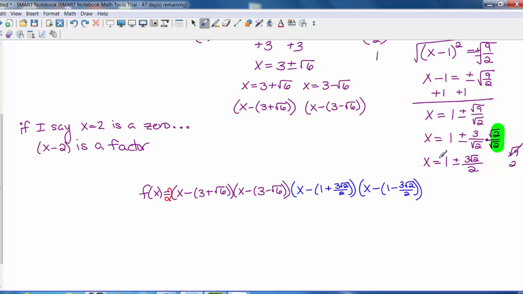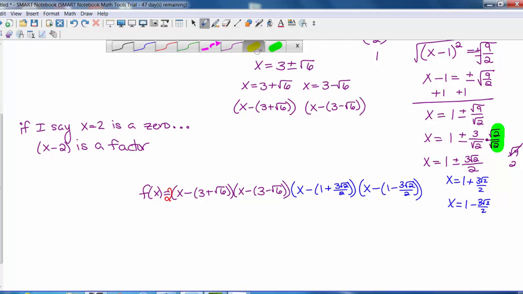Okay, there's 2 zeros here. There's the first one, which is 1 plus 3 square roots of 2 over 2. And then there's the second one, which is 1 minus 3 square roots of 2 over 2. So what I did here, guys, is I took this and just said x minus that. Just like we did here, when my 0 was 2, I just did x minus 2. So here my 0 is that, so I just do x minus that. Okay? Hopefully that makes sense there.